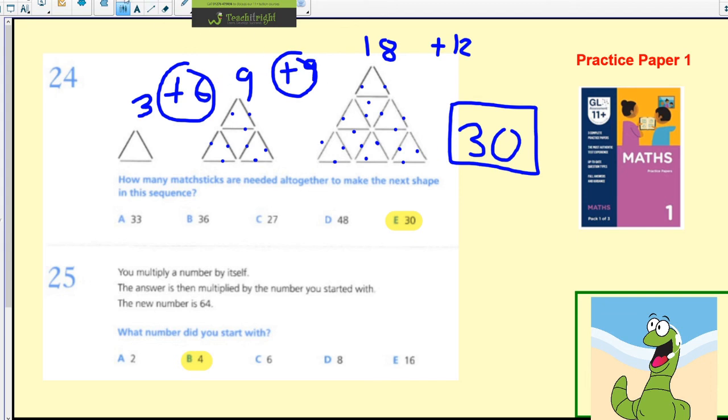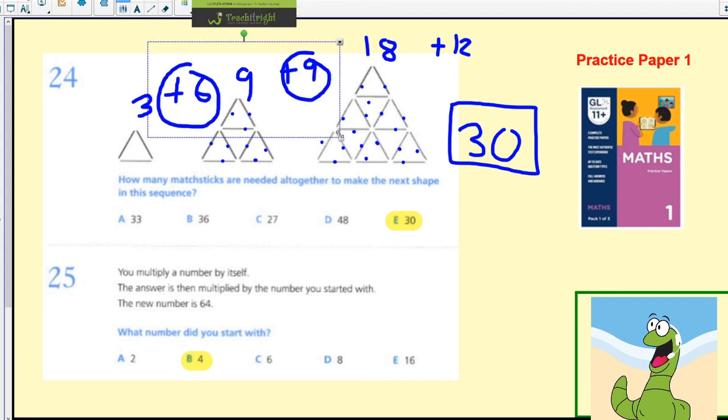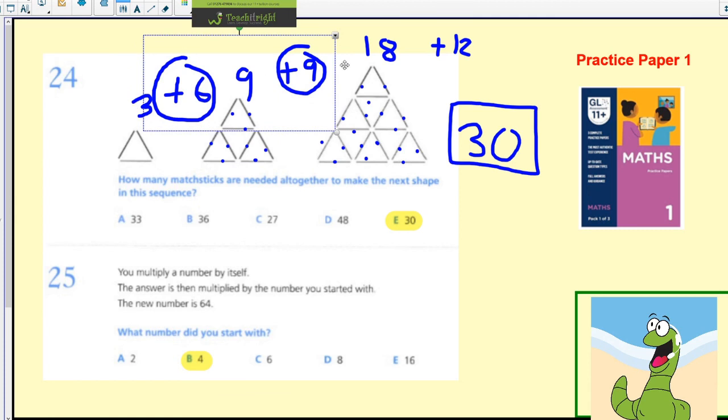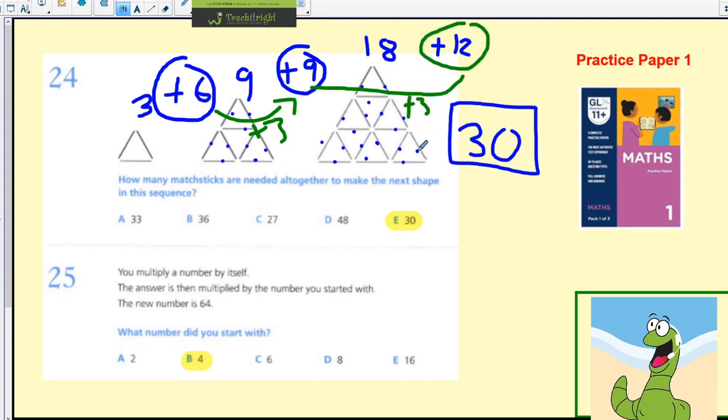But of course, I've also shown you how you can work out by what we call working out the difference and then working out the difference of the differences. So actually, I've spotted that the difference now, so if I do in green, the difference from here to here is plus 3. So the new difference will also be plus 3. And that's how you can work out a lot of shapes, either by the first difference or what we call the second difference.